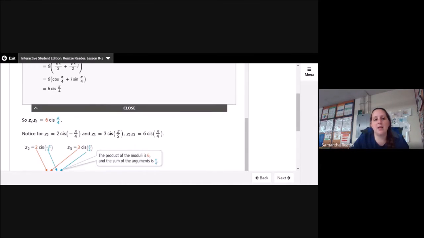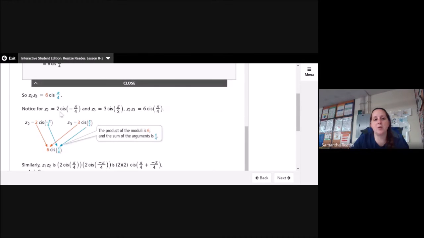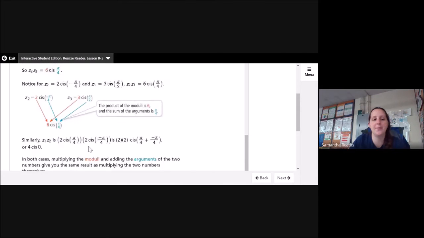Okay. Notice for z sub 2 equals 2 cis negative pi over 4, and z sub 3 equals 3 cis pi over 2, z sub 2 times z sub 3 equals 6 cis pi over 4. So I'm multiplying the numbers that are out in front, 2 times 3, and then adding negative pi over 4 and pi over 2. So I multiplied the numbers that were out in front, and then I added the 2 numbers that were inside the cis parentheses. Negative pi over 4 plus pi over 2 gives me pi over 4.